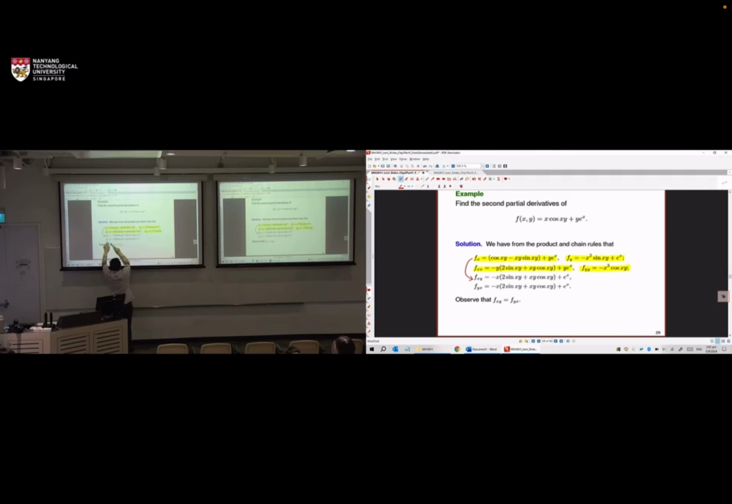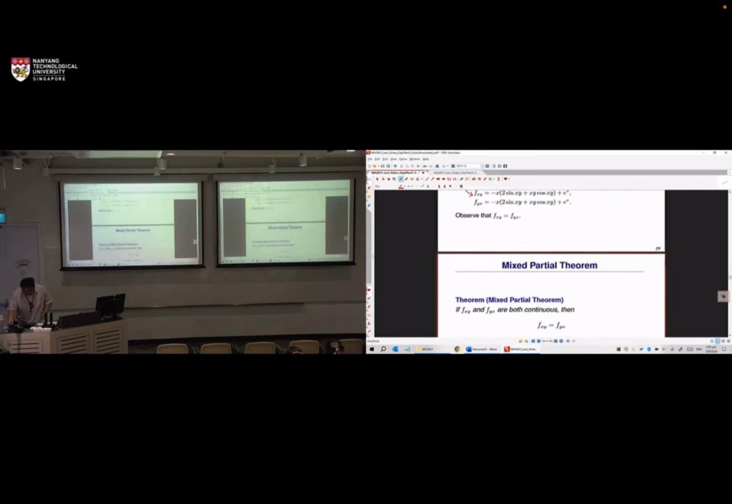Alright, and this f_yx, y is done first, so you look at this f_y. You partial differentiate it with respect to x, and you get this expression here. Now, the importance of this is actually to tell you that the mixed partial derivative f_xy is equal to f_yx. So actually you are flexible. You should always choose the one that helps you conveniently, which I will show you.